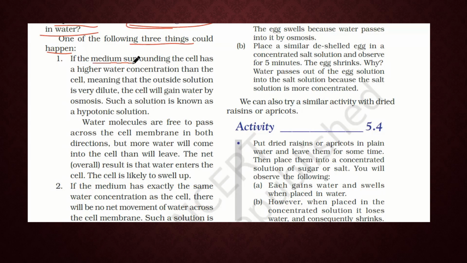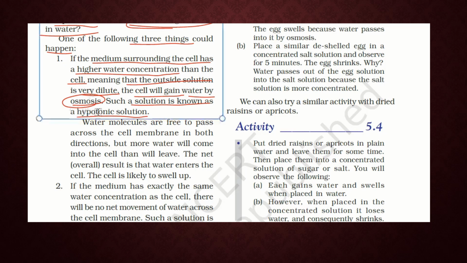First, if the medium surrounding the cell has a higher water concentration than the cell itself, meaning that the outside solution is very dilute, the cell will gain water by osmosis. Such a solution is known as a hypotonic solution. So the medium surrounding the cell has a higher water concentration, that is, it is more dilute, so water is moving from outside to inside. So the cell will gain water by osmosis, and the solution here is the hypotonic solution.